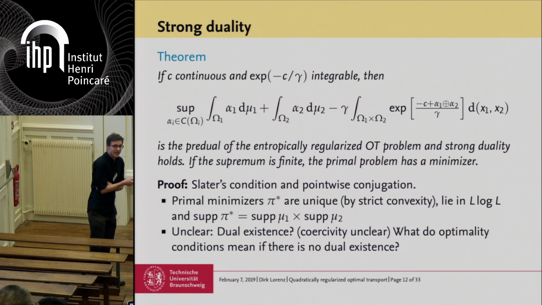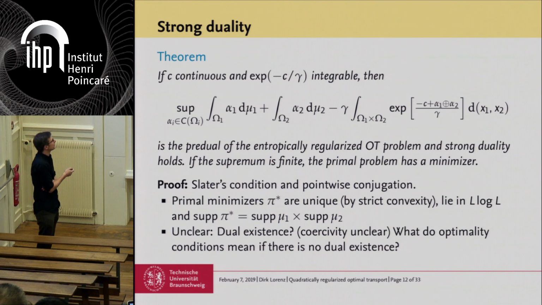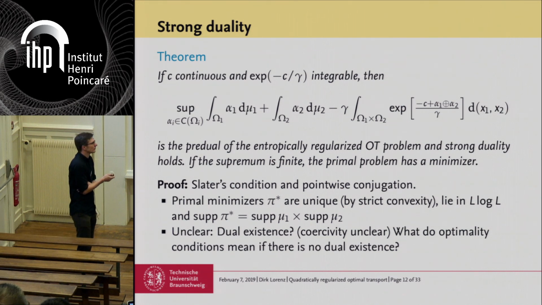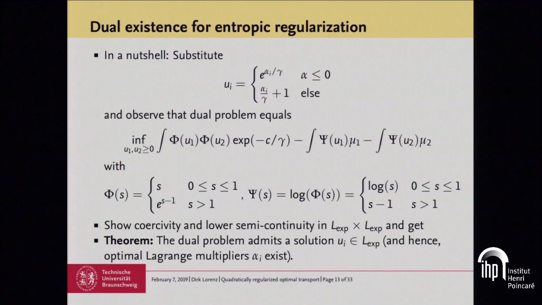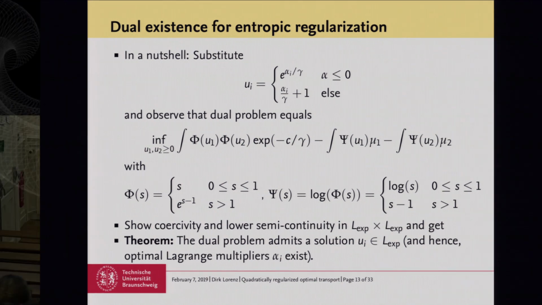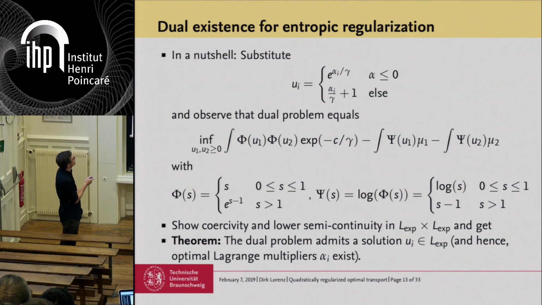And actually, we did not find any way to prove it straightforwardly, especially not in this space, and also not in the dual space of L log L, not from scratch. But here's what you can do. In a nutshell, it's a weird trick: you make a very strange substitution. You move from the alpha 1 and alpha 2 to some u1 and u2. You have to reparameterize, so you take alpha to the e to the alpha over gamma as u if alpha is negative, and for the positive you just do this.